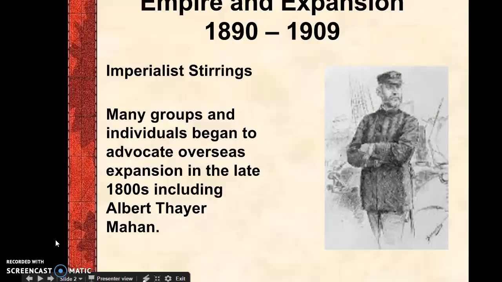The first section of this chapter is entitled Imperialist Stirrings. Many groups and individuals began to advocate overseas expansion in the late 1800s, including Alfred Thayer Mahan.